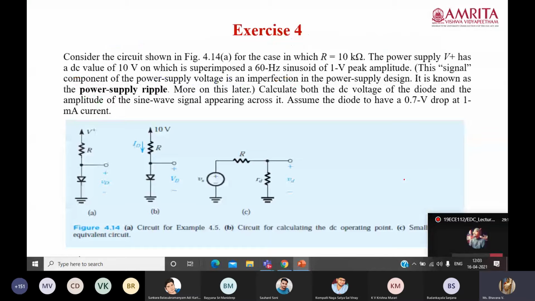Regulated voltages greater than 0.7 volt is obtained by connecting a number of diodes in series.